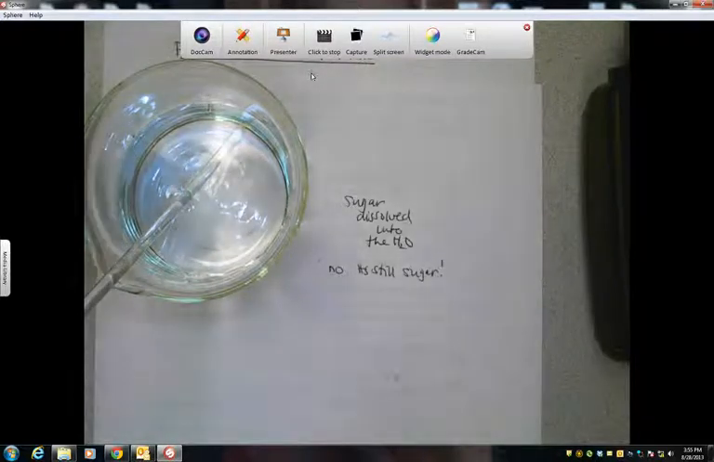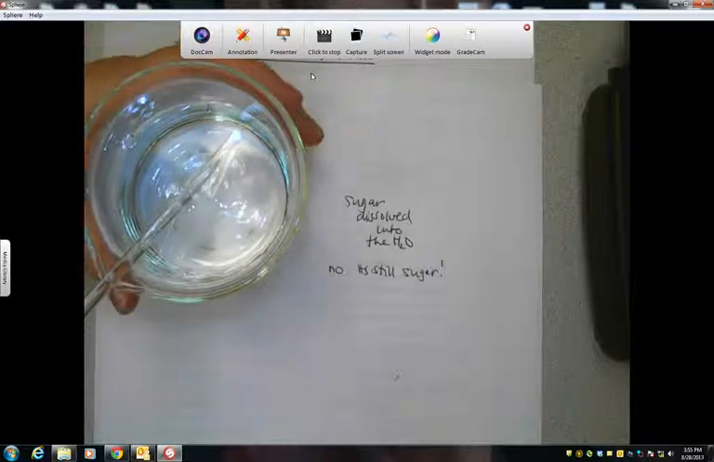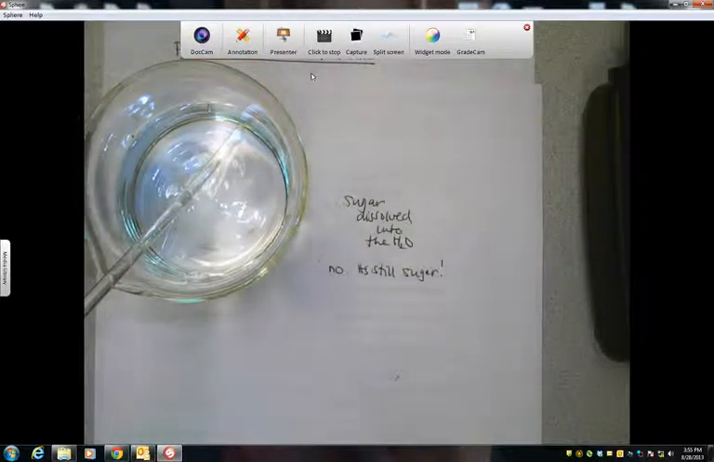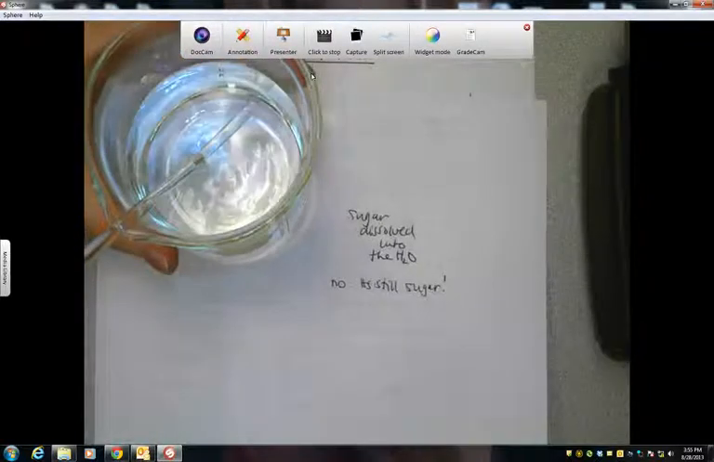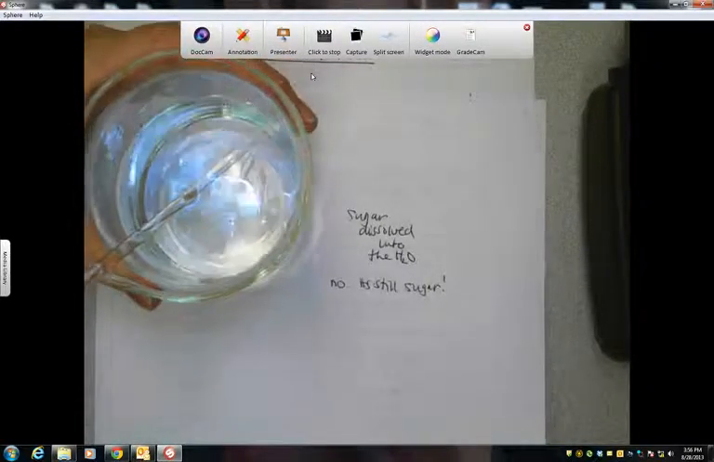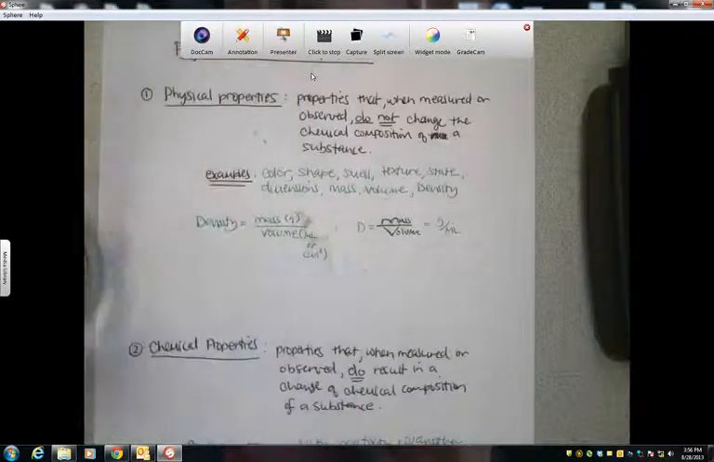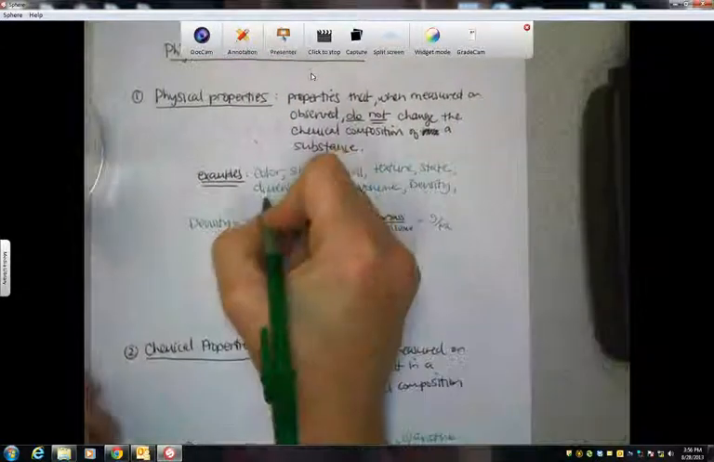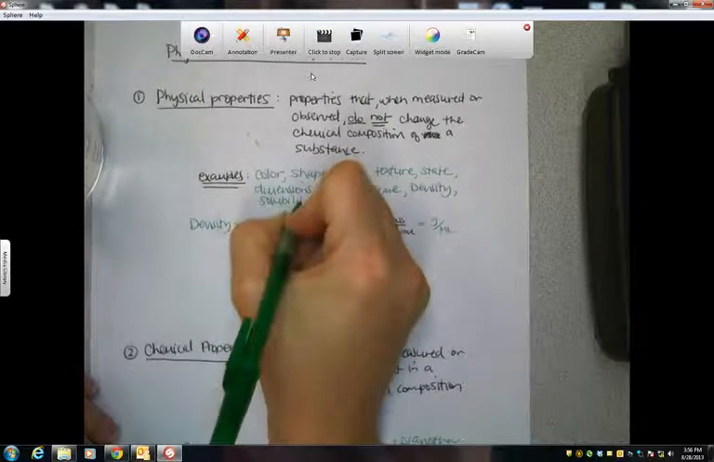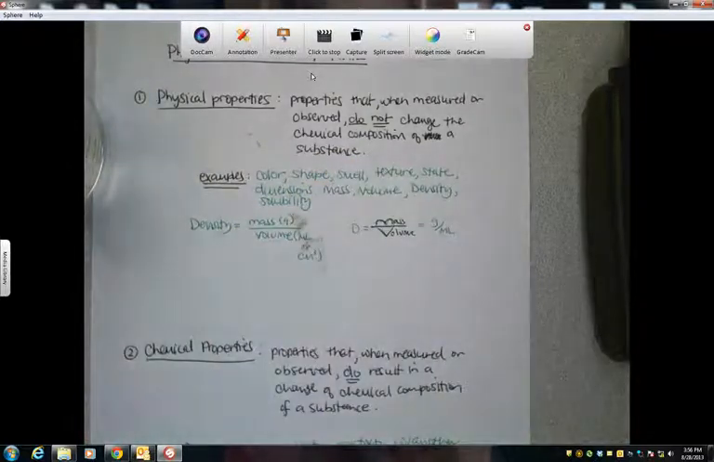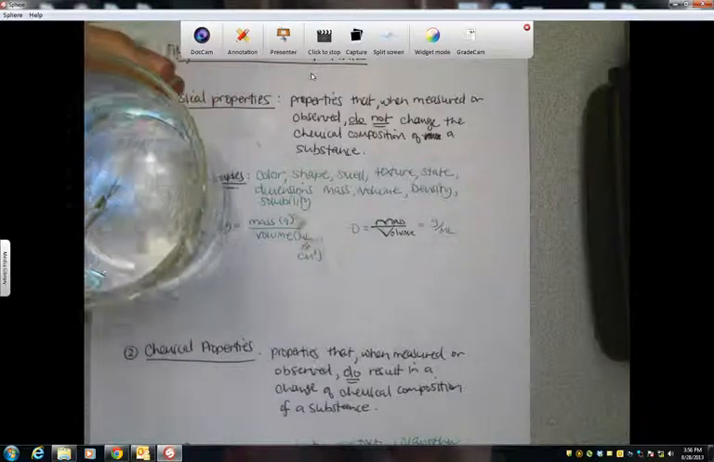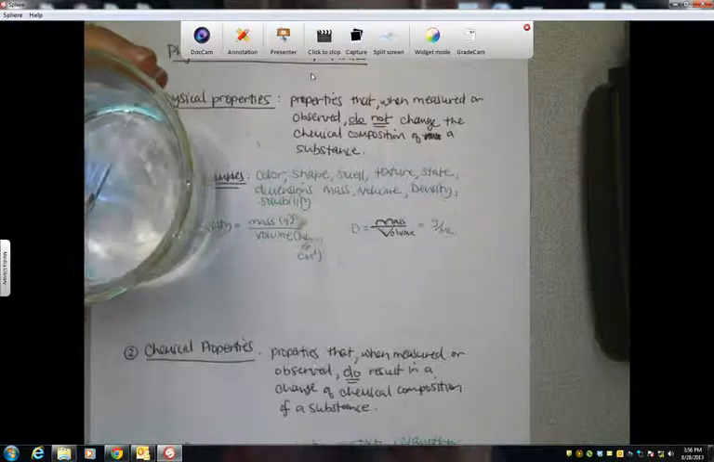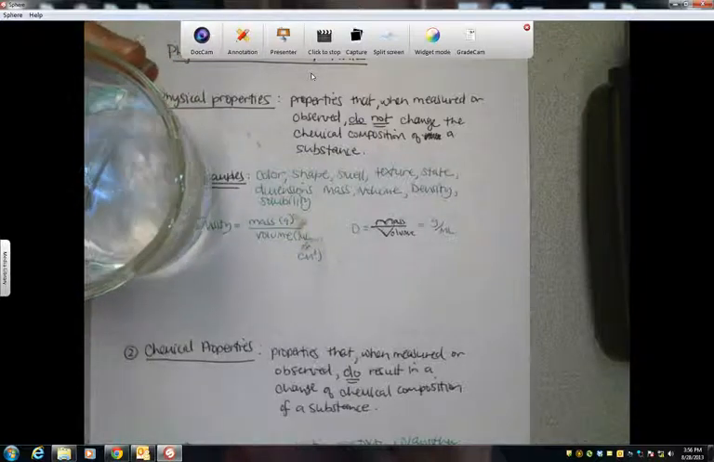So the fact that sugar dissolves in water, is that a chemical or a physical property? It's solubility in water. Well, did I make a new substance? Did I change the sugar's chemical composition? I didn't. So solubility is also a physical property, because when I dissolved that sugar in the water, what I end up with is just a mixture of sugar and water. I didn't make a new chemical composition. I didn't make a new substance. I just made sugar water.